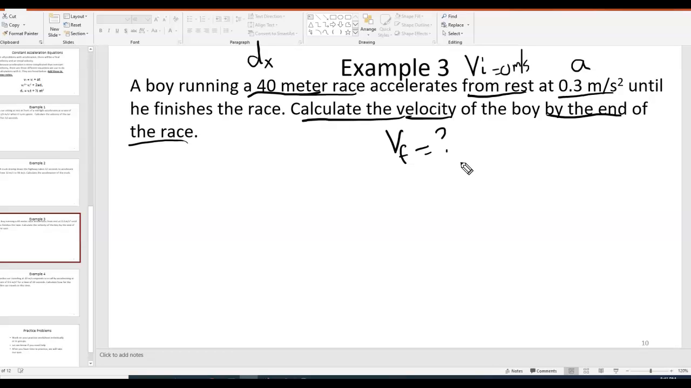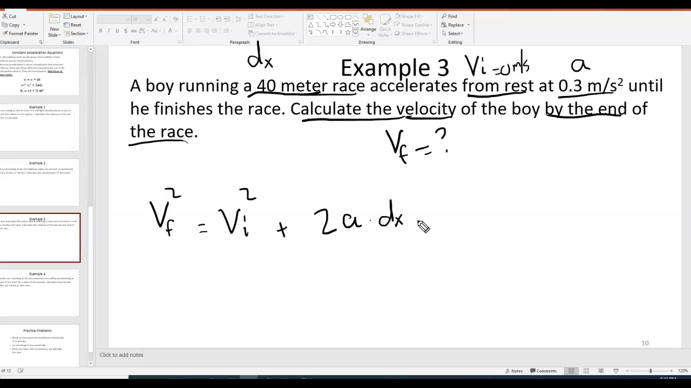Guys, you have to do this step first. This is the most important step, finding your three givens and your unknown. Okay, so you should have four things. I have dx, vi, a, and v final. I need to choose from my list of three equations. I need to choose the equation that has those exact four things. That's the only equation I'm allowed to use. So the equation that has those four things looks like this: Vf squared equals vi squared plus 2 times a times dx.